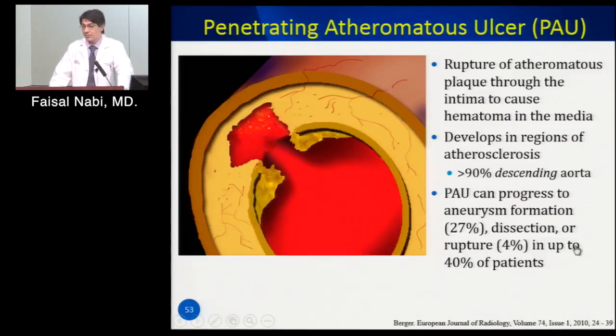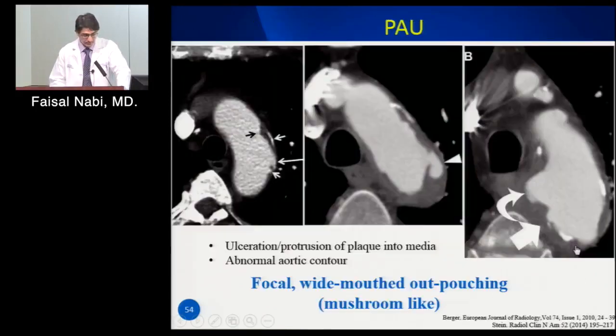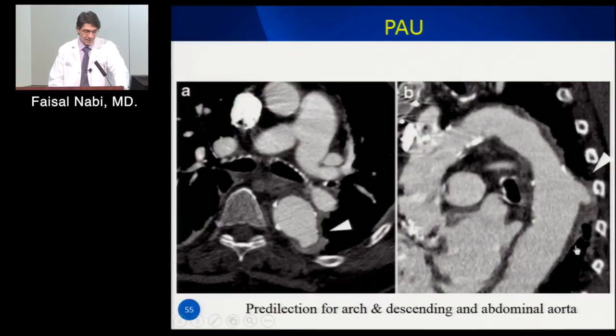Now, one of the key things to remember is that these are very strongly associated with atherosclerosis, and atherosclerosis is usually associated with the descending thoracic and abdominal aortas, and therefore their predilection for those sites. So here's an example of a PAU, penetrating aortic ulcer, where you have this outpouching of contrast beyond the normal wall of the aorta into the media. They're focal and wide-mouthed, they look like a mushroom, I guess. And you can see the predilection always here for the arch or the descending aorta where there's accompanying atherosclerosis.